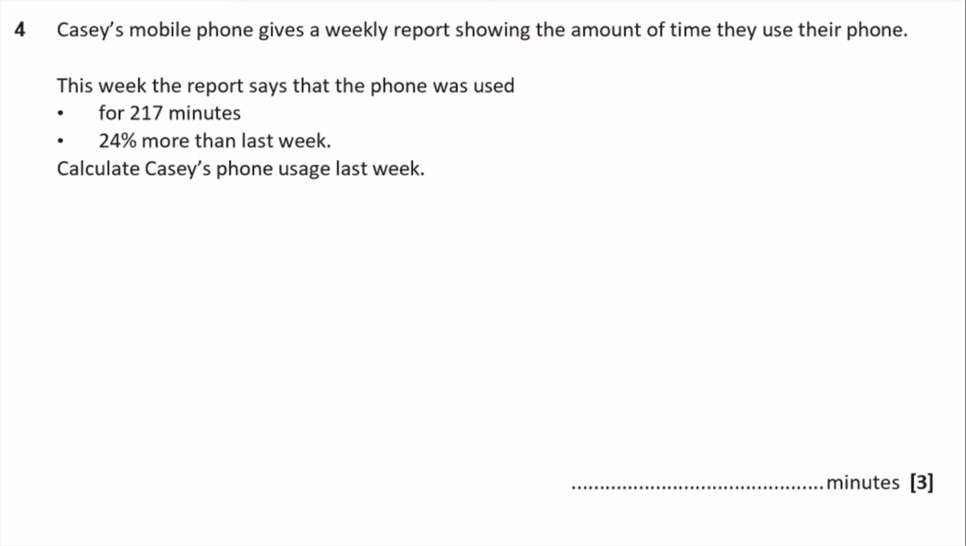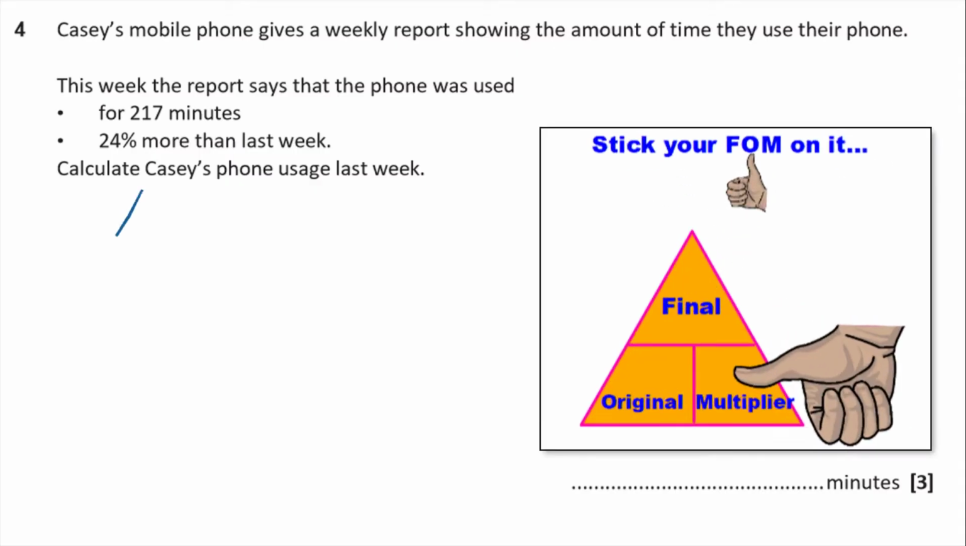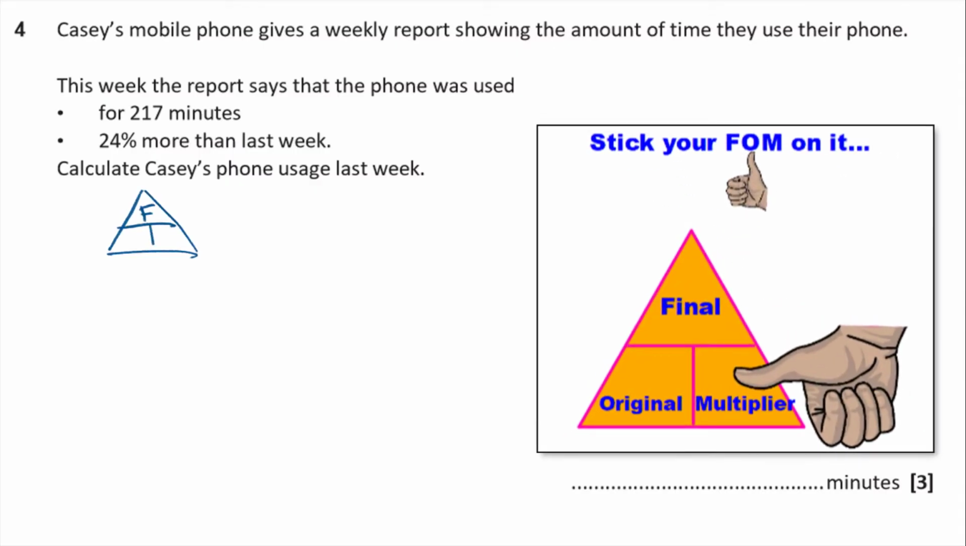Okay, so I like to do percentages with a triangle like this: final, original, multiplier, and then I just think about what I've been given, which of those 3 things I've been given from the question. So have I been given the final? Yes, I have. That's the final there, isn't it? So that's what it was this week. The original was last week, and that's the one we're trying to find, isn't it? Calculate Casey's phone usage last week.